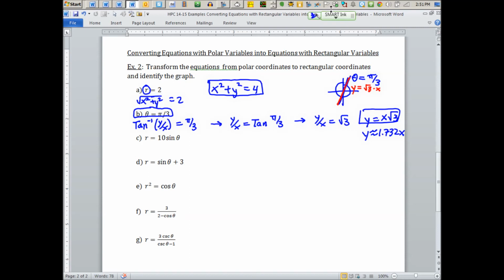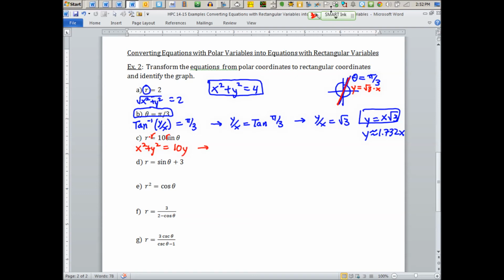Now, this one would be a little bit hard to solve unless I do a trick. Watch this. I'm going to multiply both sides by r. I'm doing this for two reasons. One, r squareds are easier to work with than r's. And two, r sine theta looks familiar to me. So I'll say that again. R squareds are easier to work with, so I'm multiplying by r. And multiplying by r on the right gives me an r sine theta, which looks familiar to me. So the left side is literally just x squared plus y squared, and the right side is literally just 10y.